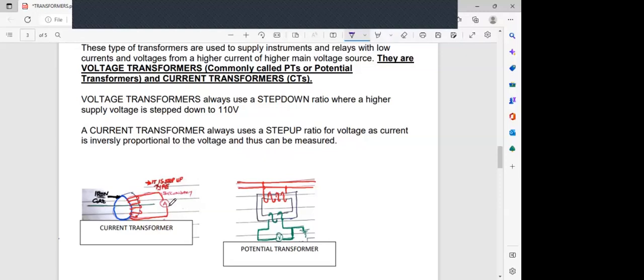Current transformer always uses a step-up ratio for voltage, as current is inversely proportional to the voltage. Okay, so you can have voltage, but you can graduate or calibrate this meter to give you the voltage reading.